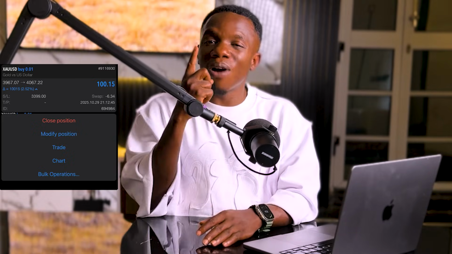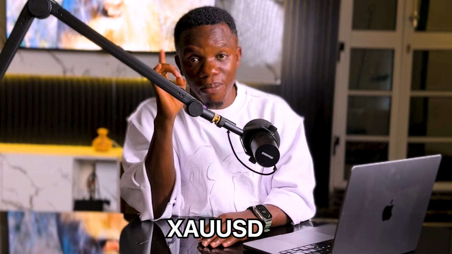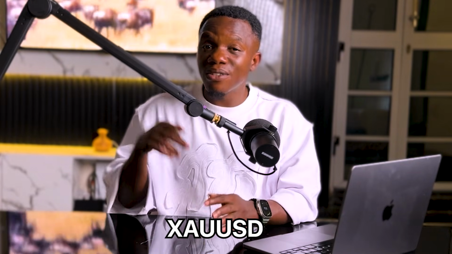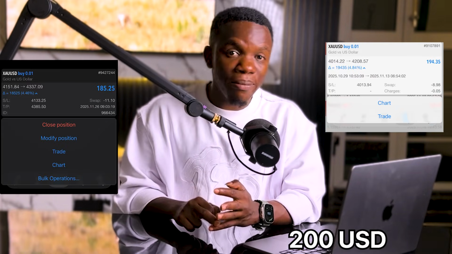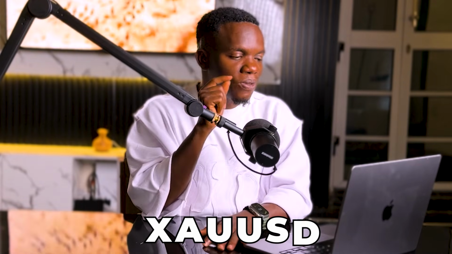All right, guys. Now with 0.01 lot size, you can make as much as 100 USD from one singular trade, trading XAU/USD. That is 1,000 pips. You can even go further to make 200 US dollars, which is 2,000 pips. You can go further to make 300 US dollars, just one singular position on XAU/USD.